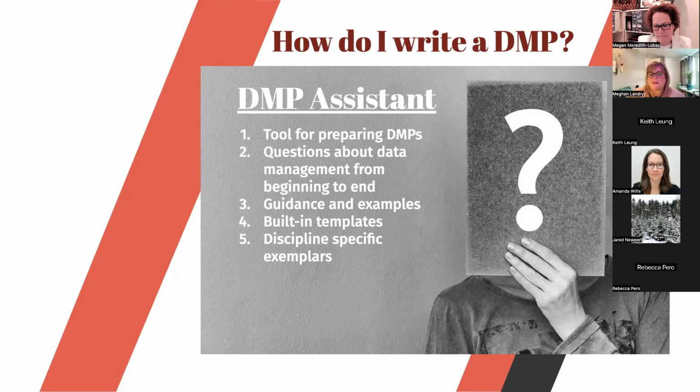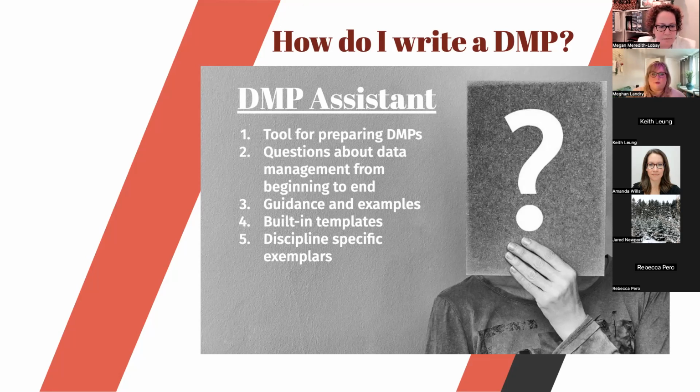So it includes step-by-step questions about data management, provides guidance and examples. They're built in discipline-specific templates, which I think is really important, which is why we've created this community today, bringing together humanists and social scientists, because their needs for data management are different from those who work in the STEM fields that traditionally work with numerical data and that sort of thing. So there are discipline-specific templates and examples out there that you can look at. And then discipline-specific exemplars provided by the Alliance.